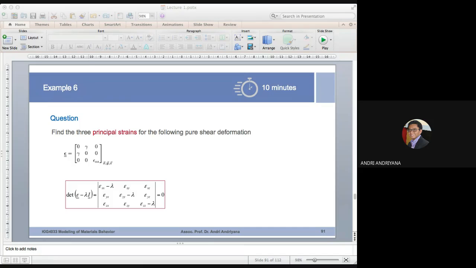Okay, so I've seen that only 6 of you managed to submit. Okay. So let's have a look at how to answer these questions. So here we need to find the principal values of the strain. Okay, so the tensor of the strains is given there. So you simply need to solve the determinant of these terms equal to 0.